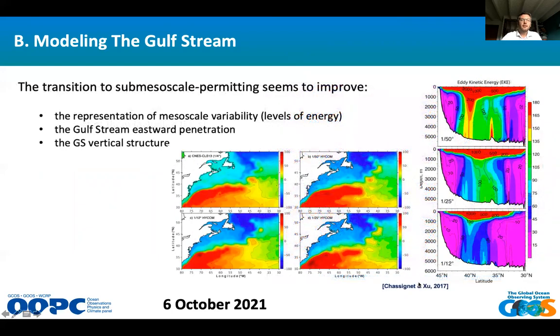Some works have already shown that for some of these models, at least, the increase in resolution was leading to a more realistic structure of the Gulf Stream. You can see an example here of ICOM simulations going from a 12th of a degree to 50th of a degree, where the variability is stronger as expected, and it leads to a more realistic eastward penetration of the Gulf Stream, and also more realistic vertical penetration of EKE, and more realistic vertical structure of the current.